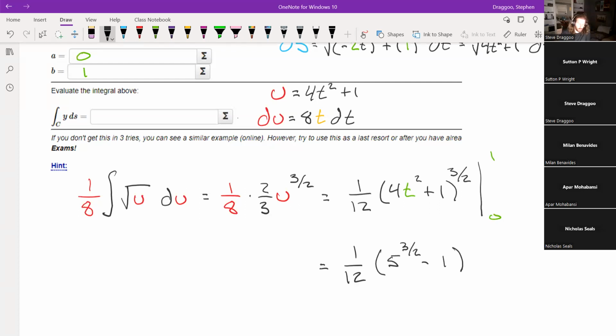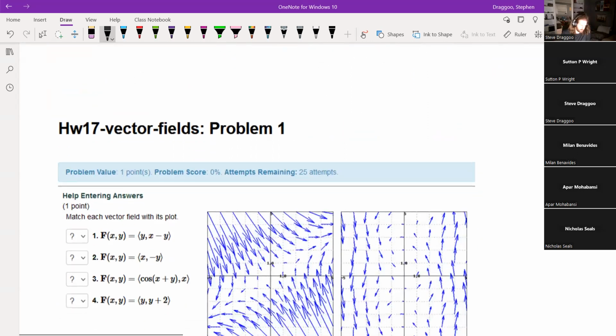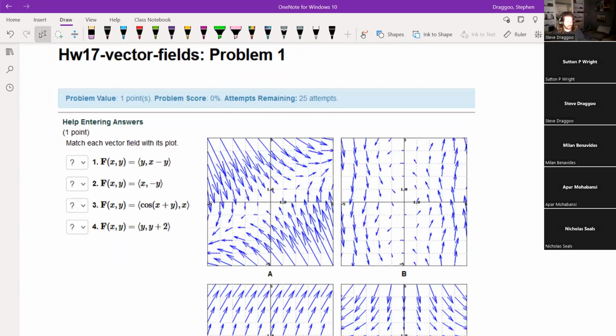All right, on to our next problem, also from homework set 17, identifying vector fields. And hang on just a second. I think that was my doorbell. All right, identifying vector fields based on some vector function.